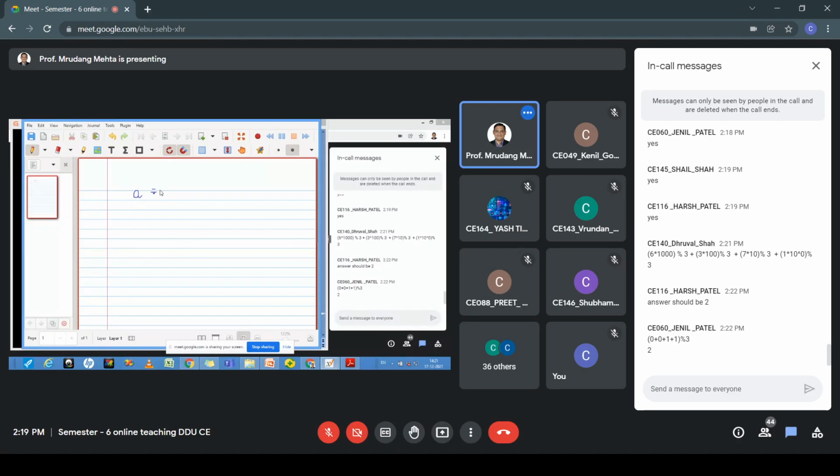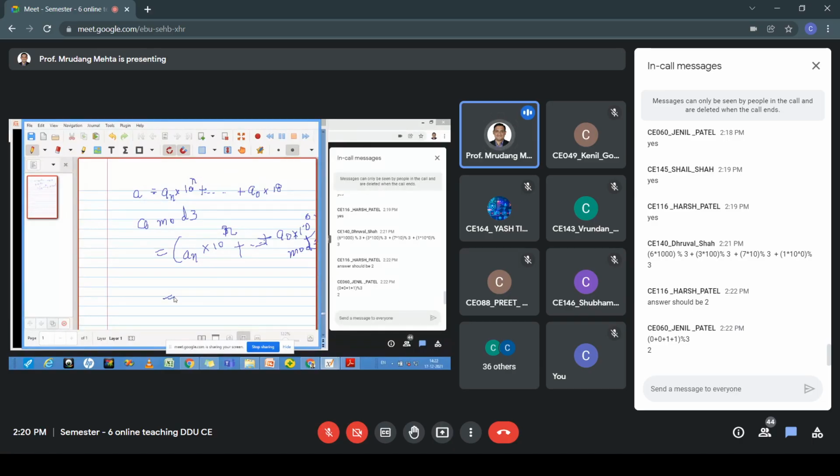So A is an into 10 raised to n plus, I am directly writing the last step, a0 into 10 raised to 0. Okay. Now a mod 3 is equal to an into 10 raised to n plus last step a0 into 10 raised to 0 mod 3, right?